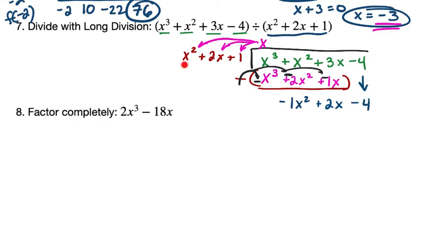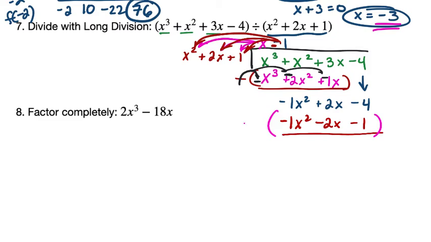And now we just repeat. We say, hey, instead of x squared giving me x cubed when I multiply by x, I ask, what do I have to take x squared to get negative 1x squared? So I'll take it times a negative 1. And then I will distribute negative 1 times x squared, negative 1x squared, negative 1 times 2, negative 2x, negative 1 times 1, negative 1. It's a negative 1 up there. It's hard to see now. And then we subtract.